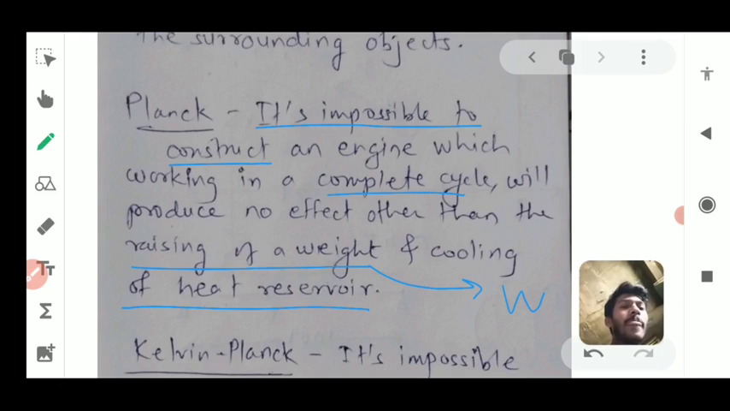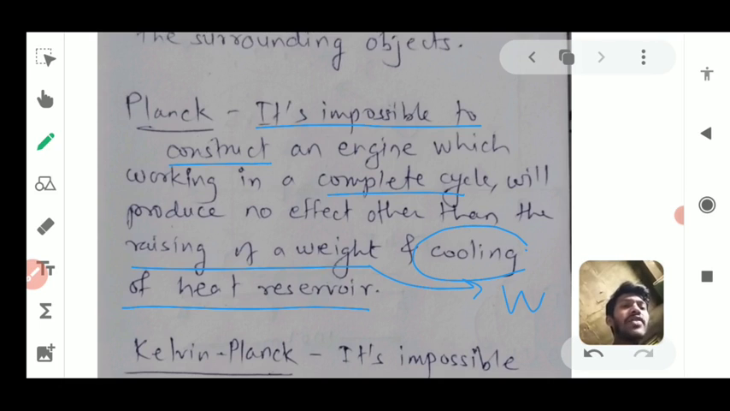So what does this mean? We cannot construct such an engine that will only work and cool the system. So the byproduct is the heating. If you drive your bike or car, you can observe that the car engine or your bike engine gets heated after some time, because you cannot cool it. So this statement states that.